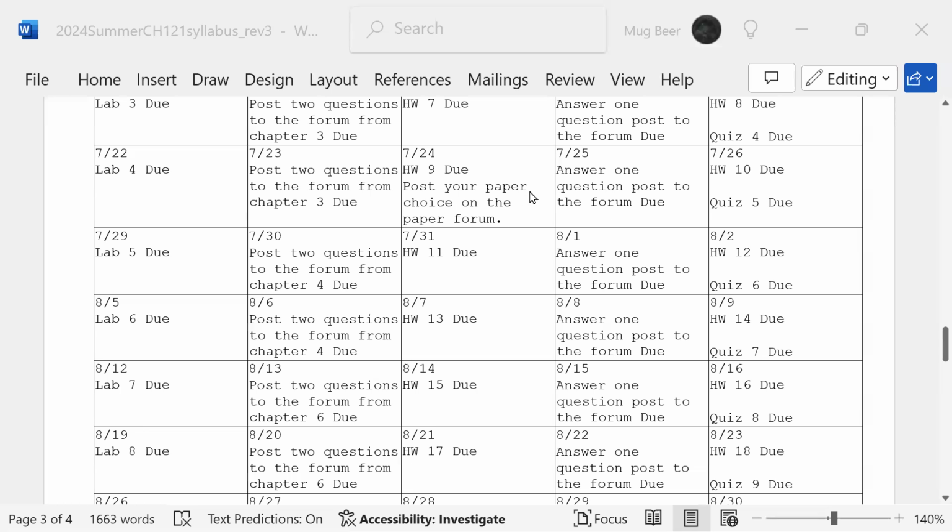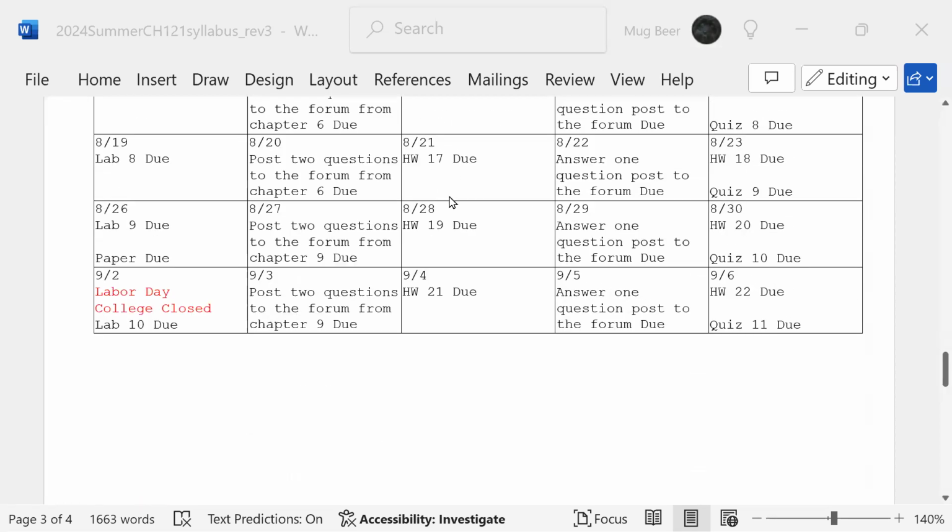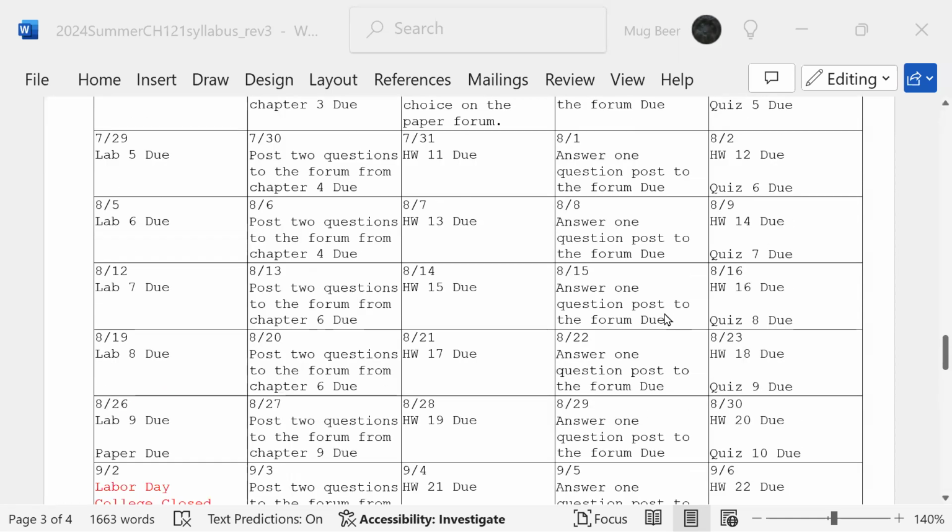You've got your paper choice due on the 24th of July, and you've got your paper due on September 2nd. And I think that's it for the calendar.